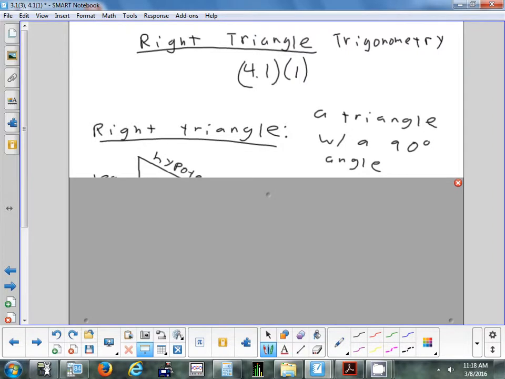So a right triangle is any triangle with a 90-degree angle. So in every problem we do this week, that's one thing you already know. You're going to have a 90. But in addition to that, I have to give you 2 other things. And one of them has to be a side.